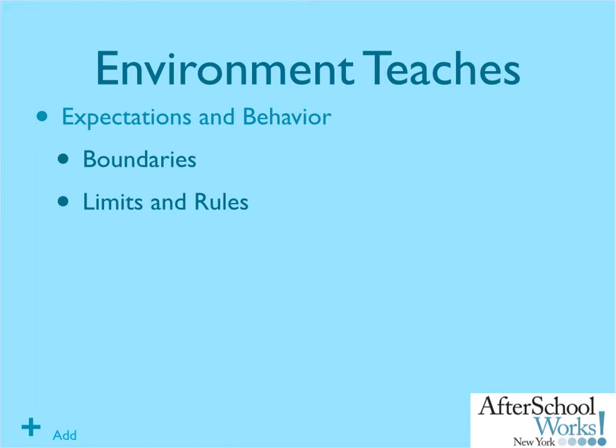So let's take a look at each of the ways I think the environment teaches. Expectations and behaviors we'll start with. I think certainly kids can learn boundaries and limits and rules from the environments. Boundaries can be learned from how you arrange the furniture or the equipment that you have and how you space that out. We've talked a bit about that already. But it can also help kids learn limits and rules.